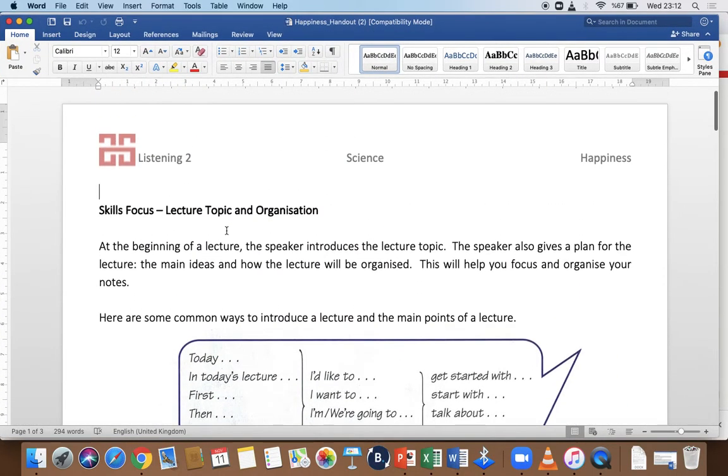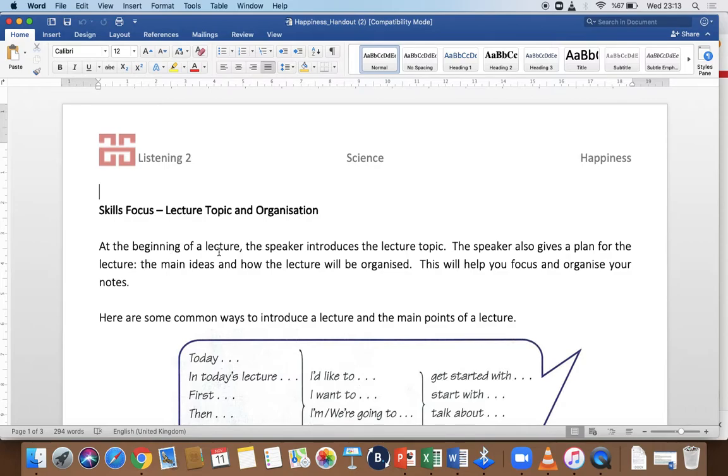As usual, we start with a skills focus, and the skills focus is about lecture topic and organization. This is important because in the exam, the first question is generally, what is the topic of the lecture, or what is the organization of the lecture? So you should know how to write these things. So let's look at the introduction here.